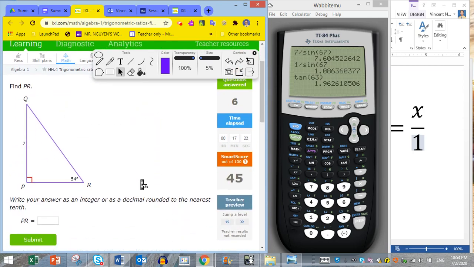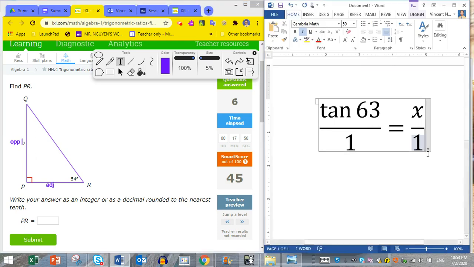All right, let's take a look at this one. We are given 54. We're looking for PR. PR is adjacent. Okay, so we are going to label this PR. Notice what I do every time: I read what I'm looking for and I label that based on my given angle, right? And then opposite of that would be 7.